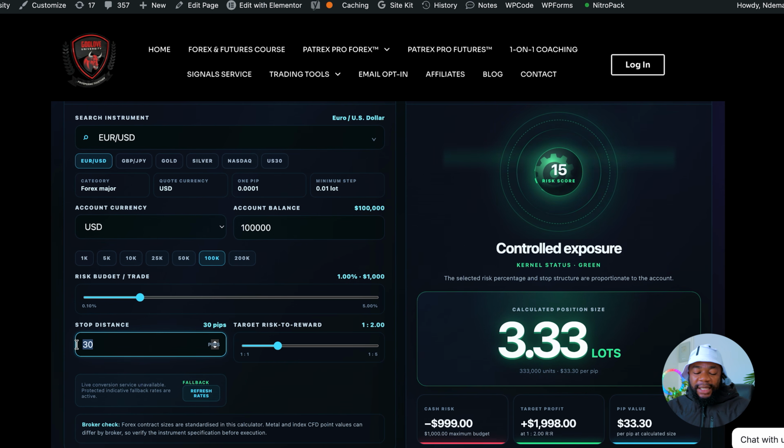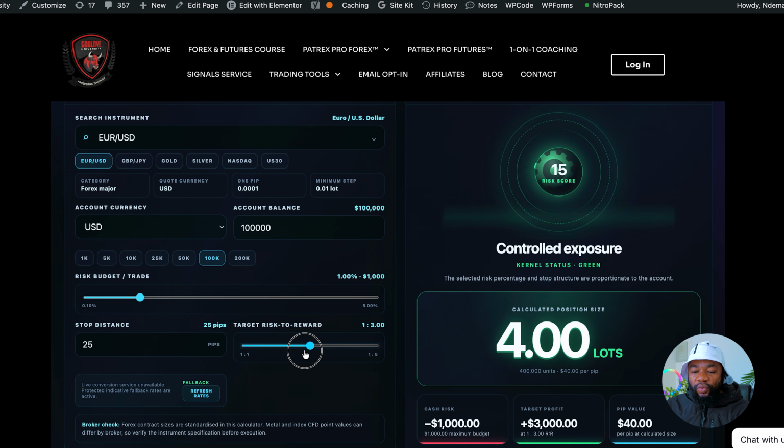And let's just say you are a day trader and you want to risk 25 pips per trade. On your analysis, your stop loss is 25 pips. You just put there 25 pips. Maybe your risk to reward is 1:2, whatsoever. It doesn't matter. You still get the correct lot size. And boom, immediately you are just doing that.